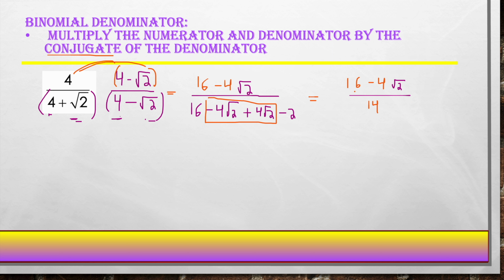The only other thing we could do is we have this 16, this 4, and this 14. All of our outside terms are even, meaning we could divide each of the outside terms by 2. And when we do that, we simplify it a bit more to 8 minus 2 root 2 over 7. And now we have our final answer.